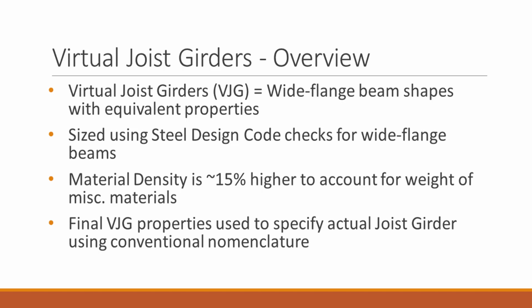Once the members are sized, equivalent section properties can then be used to specify actual joist girder design requirements using conventional SJI joist girder nomenclature. Let's take a closer look at how to properly use virtual joist girder shapes in Visual Analysis.